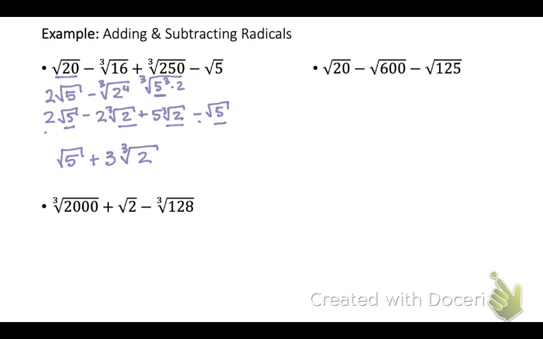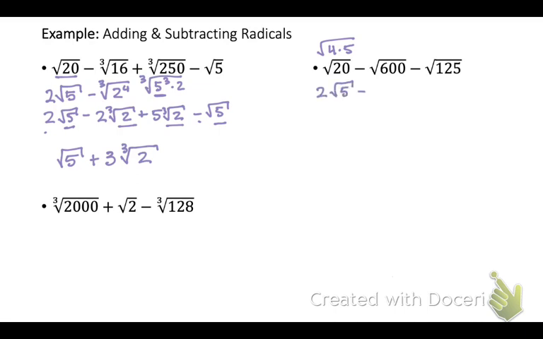Okay, so you have to simplify them first, right? Next: the square root of 20 minus the square root of 600 minus the square root of 125. So we're all square roots. As long as we get the same radicands, we can combine them. If not, we can't. So 20, what's the perfect square in 20? 4. So you have 4 times 5, and the square root of 4 is 2. So 2 square root of 5.